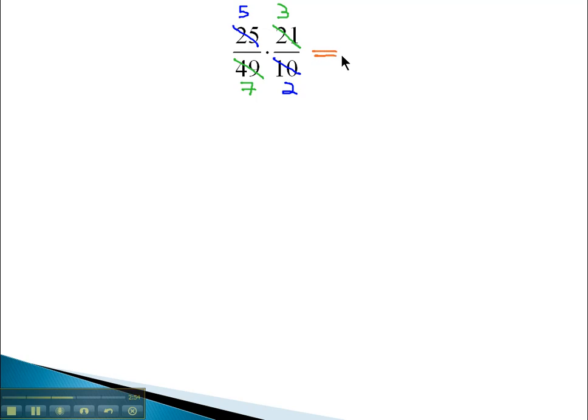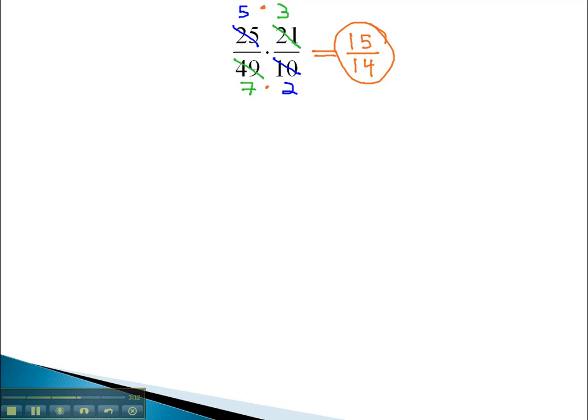We can now multiply what's left to end up with our final product. 5 times 3 is 15 in the numerator, and 7 times 2 is 14 in the denominator, and we have our final solution of 15/14.